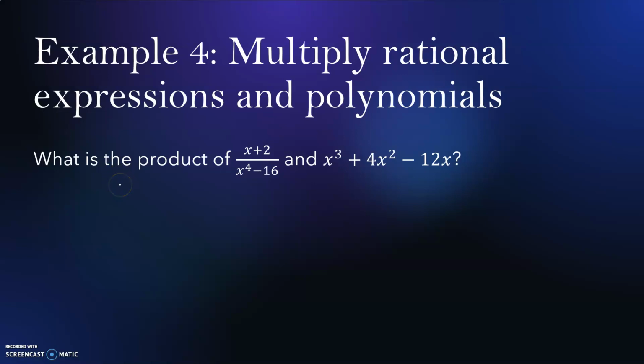I suspect looking at this that there's probably some factoring that will happen. So we're going to multiply here. And I noticed that x to the fourth minus 16 is a difference of two squares. So I'm going to write that as x squared plus 4 and x squared minus 4.